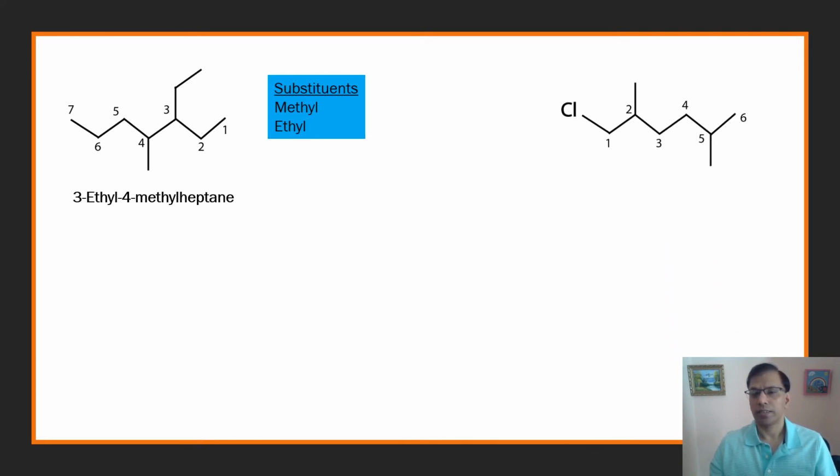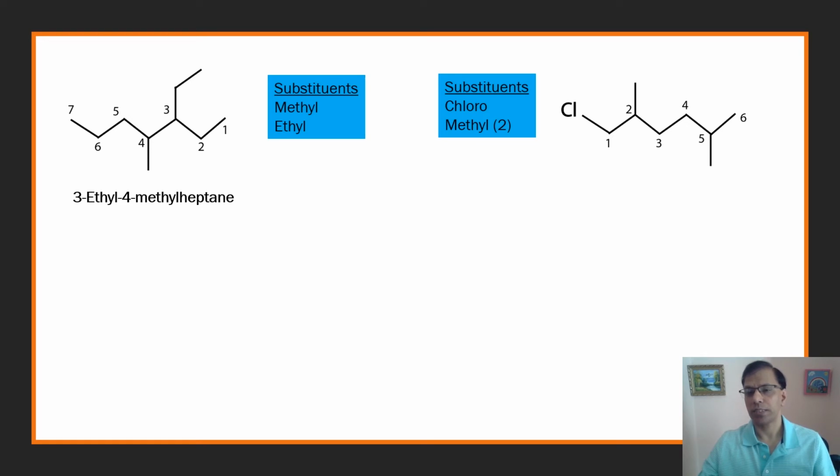Then let's look at another example. In this particular case, you have a halogen as a substituent, and you have a methyl group as a substituent, and another methyl group. So you have 2 methyl substituents and a chloro substituent. You'll start numbering so that the substituent has the lowest number. So in this case, you have to number this carbon atom as 1 because there's a chlorine substituent on carbon atom 1. You cannot number this as 1 because there is no substituent on this carbon atom.